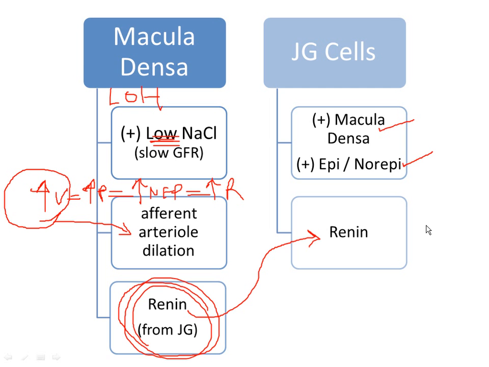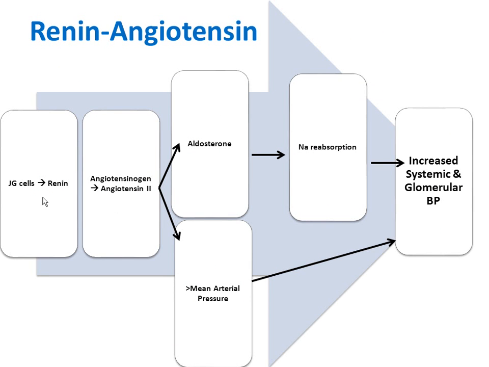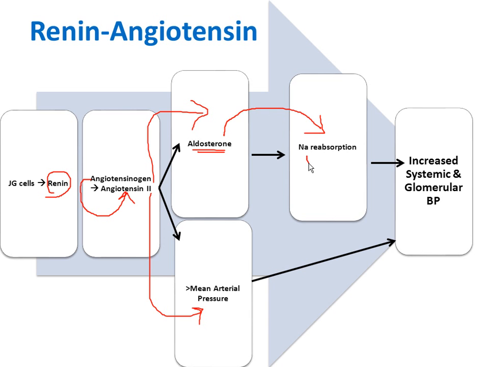So let's take a look at renin. We'll come back to this one. Renin, once we secrete it, remember, causes the conversion of angiotensinogen to angiotensin II. And angiotensin II does two things. It's a potent vasoconstrictor, so it increases blood pressure throughout the body. It also causes aldosterone secretion. Aldosterone acts on the renal tubule and causes an increase in sodium reabsorption. And remember, where sodium goes, water follows. So that's a sneaky way of increasing blood pressure.